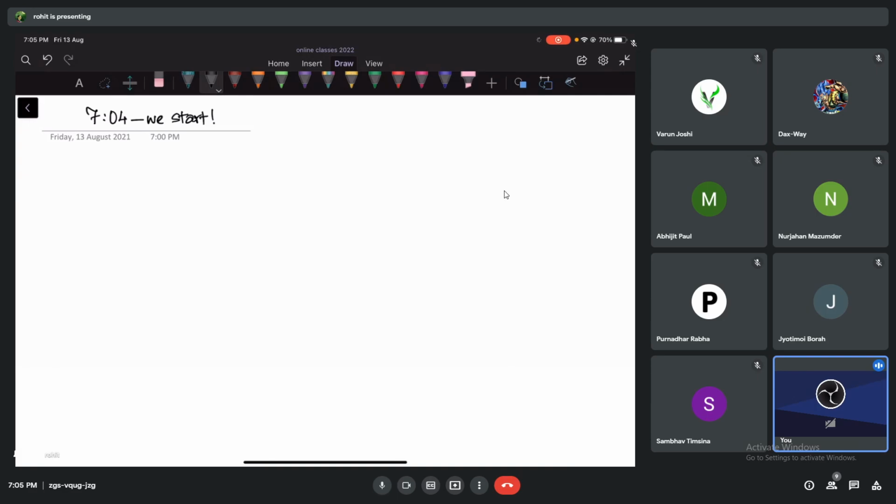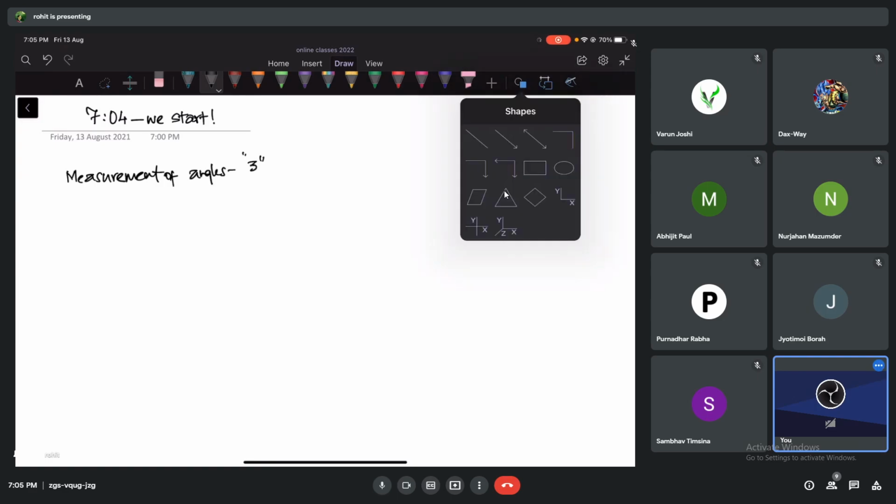Okay, we will start with measurement of small angles. Those who don't have this idea, please check. So we'll start with measurement of angles. This is your PDF number 3. I'm talking exactly from there. So how do we measure angles, and we'll talk about that.